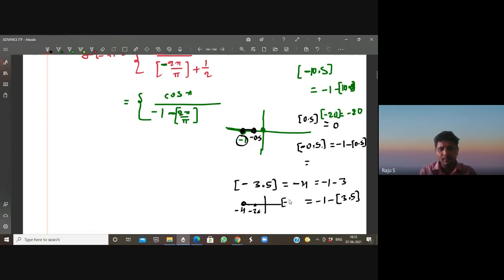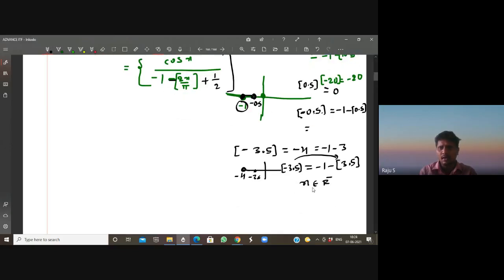Yes sir. So the greatest integer of minus 3.5 is equal to minus 1 minus the greatest integer of 3.5. In the same way, here if I take the minus outside, minus 1 minus this value, plus 1 by 2. Simply remember that when n belongs to R and n is not an integer, then the greatest integer of minus n can be written as minus 1 minus the greatest integer of n.